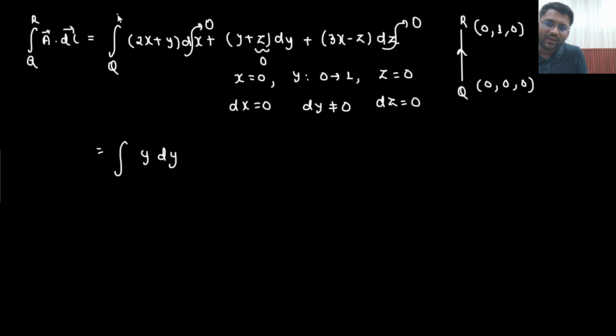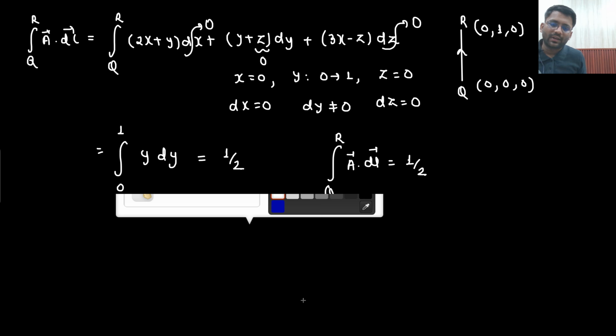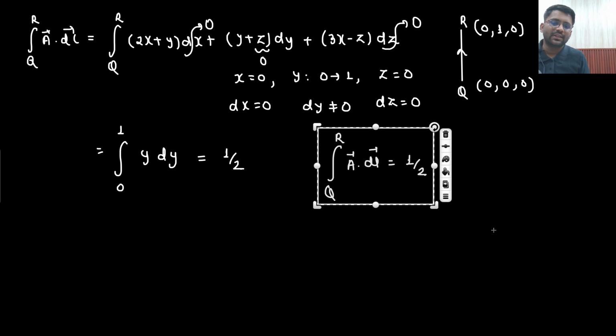You are going from Q to R. That means y is going from 0 to 1. What is the answer you will get? y square by 2, that means 1 by 2. This integral you will solve. Answer is 1 by 2. That means when you are going from Q to R, A dot dl is coming out to be 1 by 2 only. Okay. Another method, if you want to check.